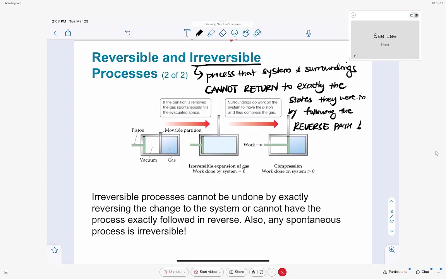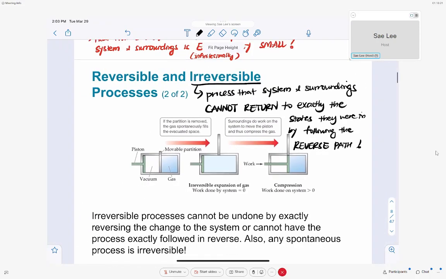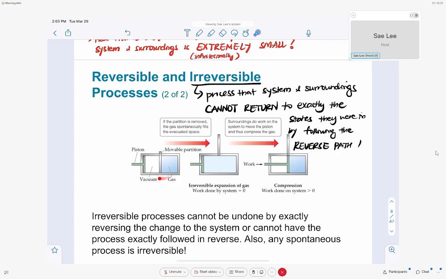Okay, so let's take a look at the diagram here. This diagram shows an irreversible process. Let's say you have a gas filled up in a cylinder, and a wall is there to hold the gas in the right side of the cylinder. If you remove this wall, the gas molecules will naturally flow to fill up the whole entire cylinder.